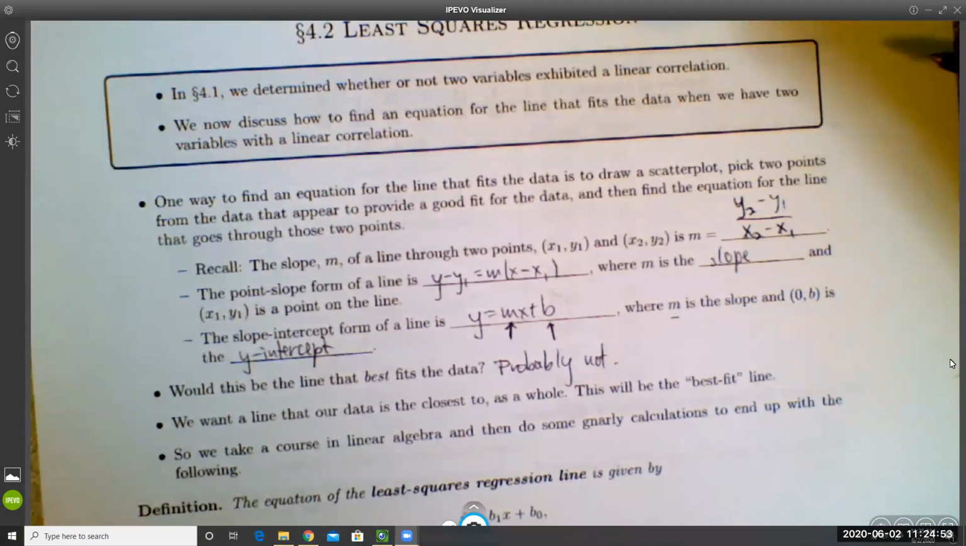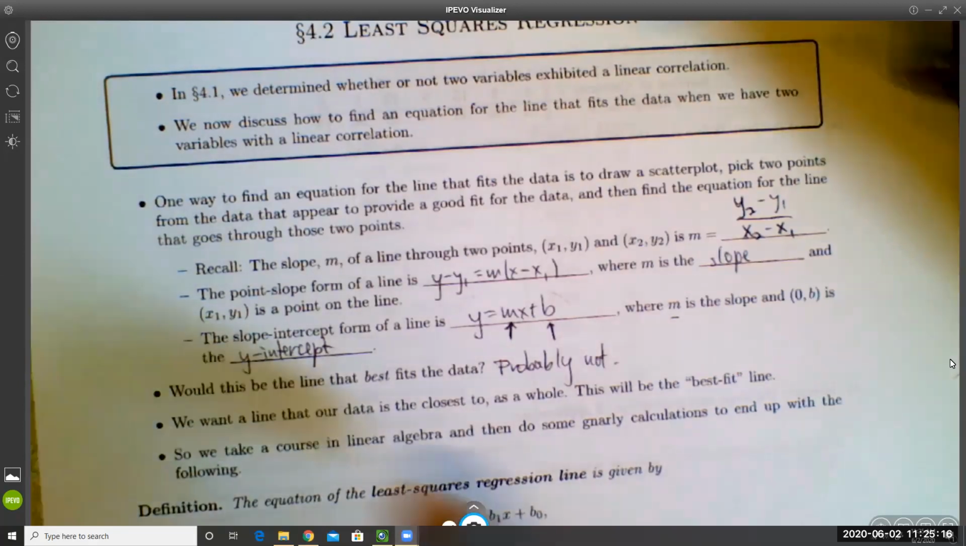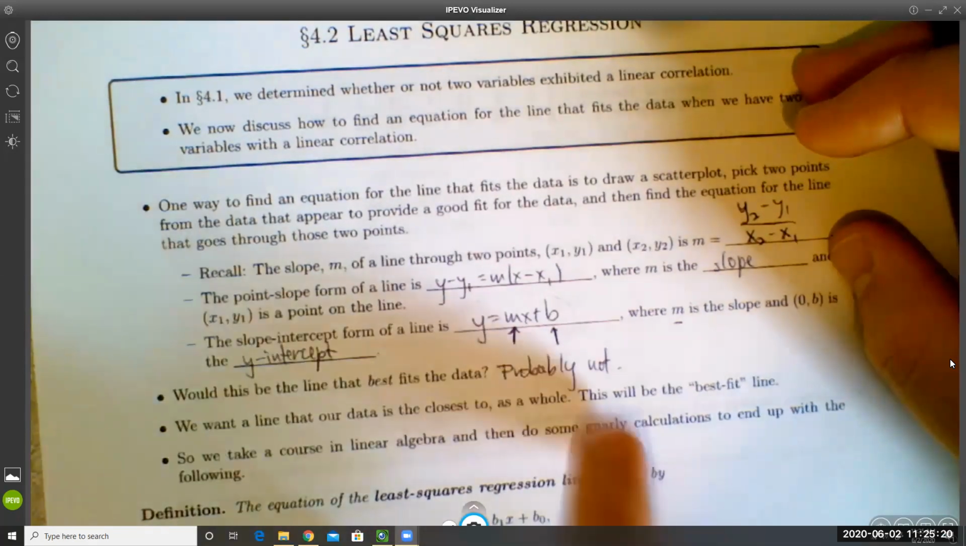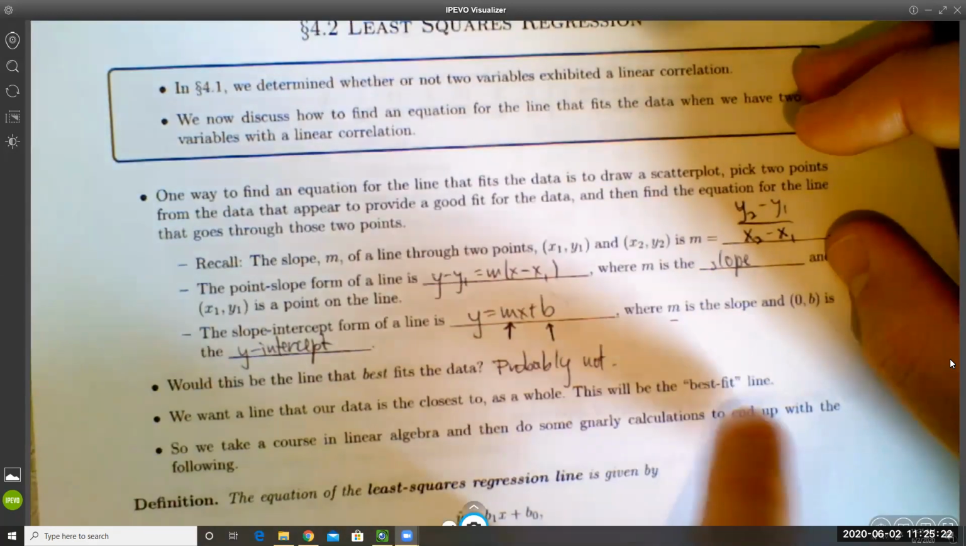What do we even mean by best fit? Well, by best fit, what we mean is that we want the line that we draw to be on average closest to all of the values. So the line that we draw is going to be the line that minimizes the distance between the line and the points that we're supposed to be modeling with the line. That's the idea. And so we want a line that our data is closest to as a whole, or on average. And we're going to call this the best fit line.